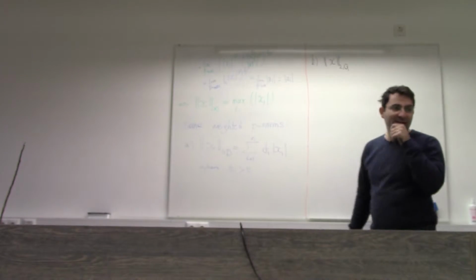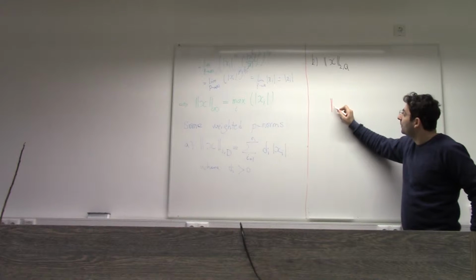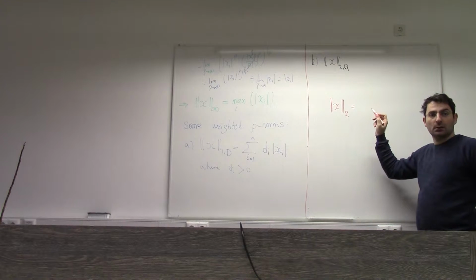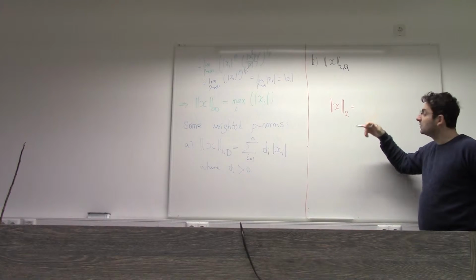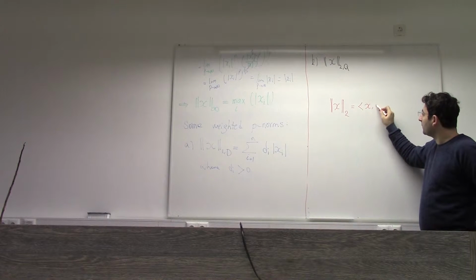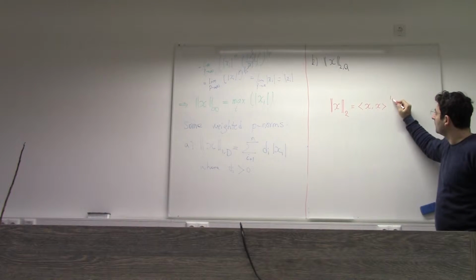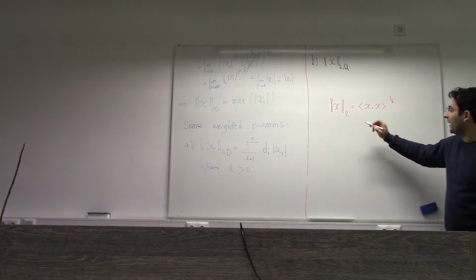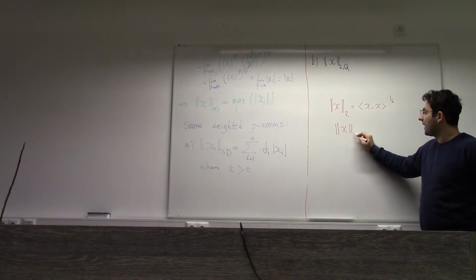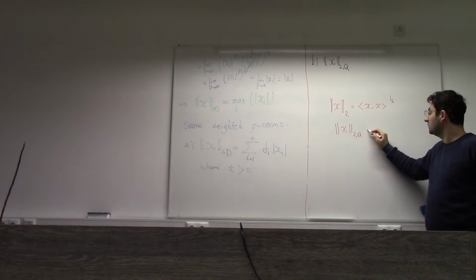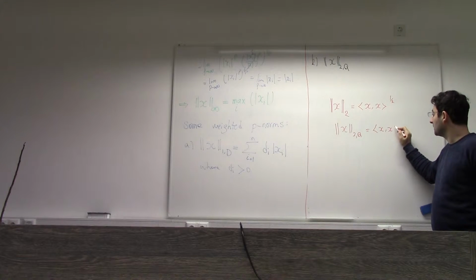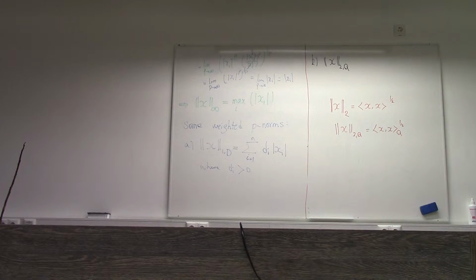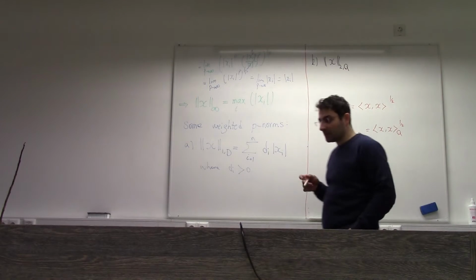So let's try it together. What was norm 2 of x? Square root. Yeah, but in the vector form it is x transpose x, the inner product of x, to the power 1 over 2. So if I have the norm 2 of x with weight q, it is like the weighted inner product, right? How can I calculate this one?